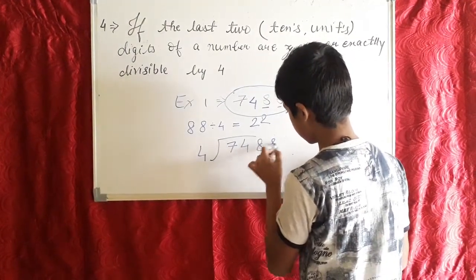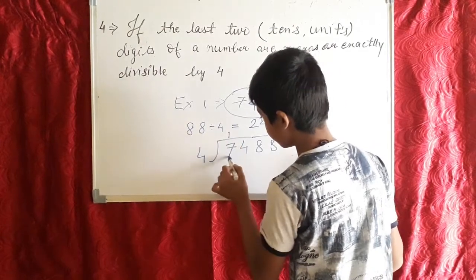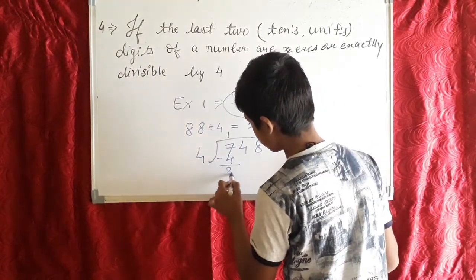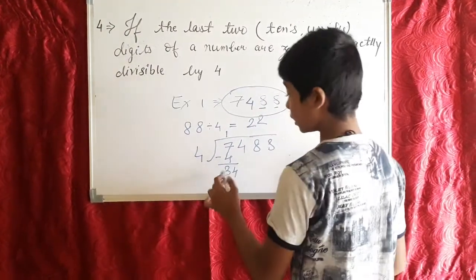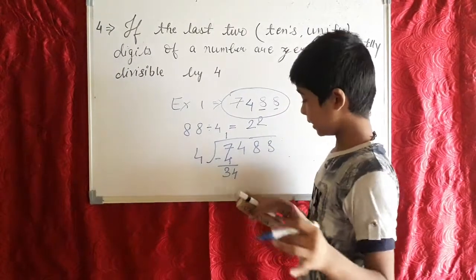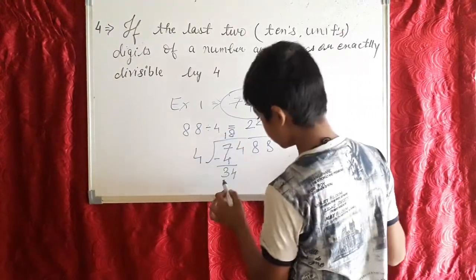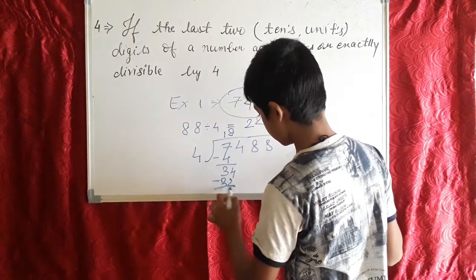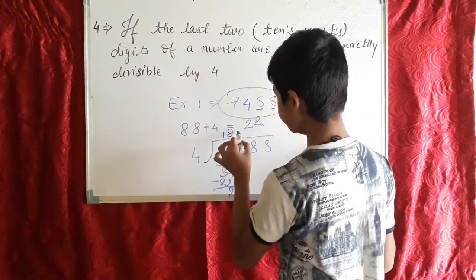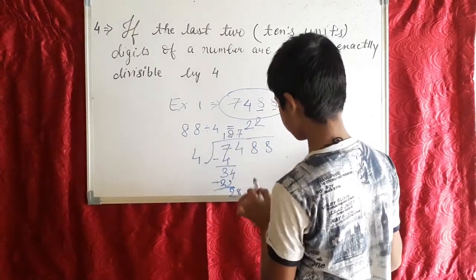74,088. 4 1s are 4. 34. Now, which table has 34? 8 4s are 32. 28. 7 4s are 28. Sorry.